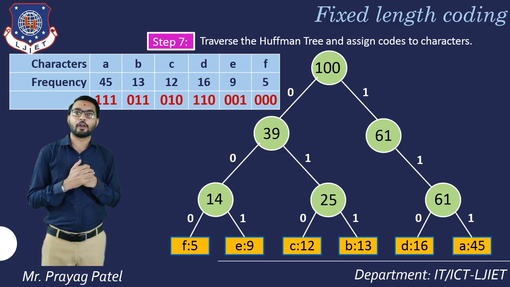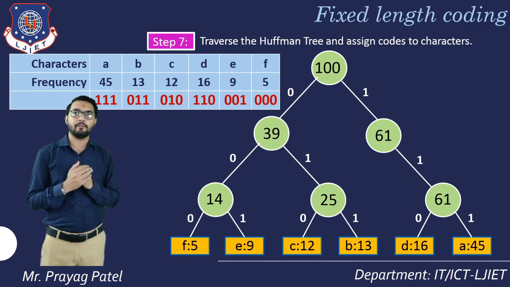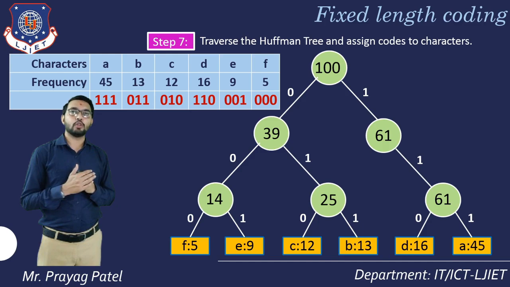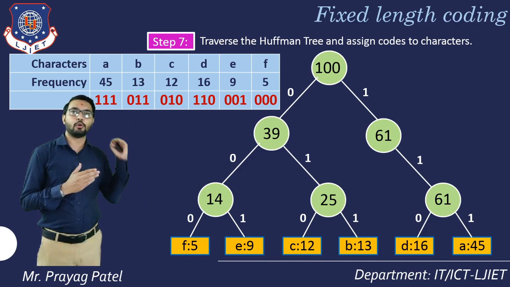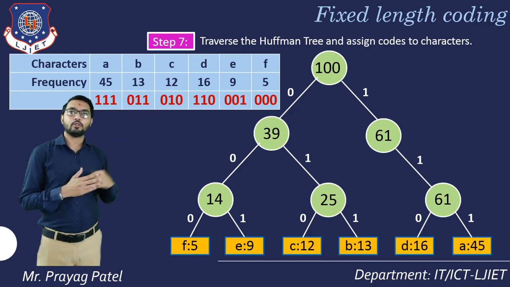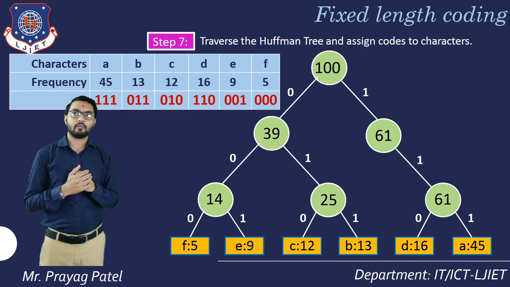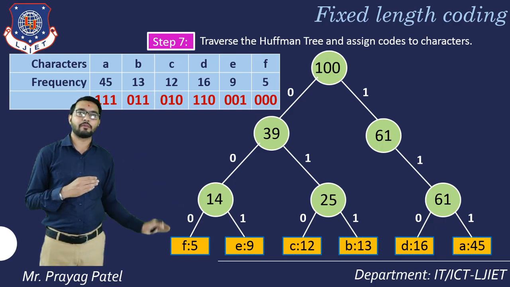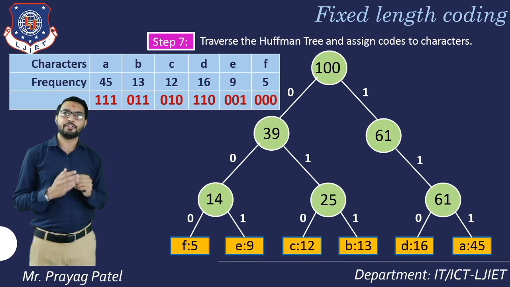Now consider the code for B. Here, consider first move from 100 to 39, then 39 to 25, then 25 to B13. So here consider the code from top to bottom, meaning root node to B node. So here consider 0, 1, 1 as the code for B. Now consider the character C: from 100 to 39, 39 to 25 and 25 to 12. So the code for that is 0, 1, 0.